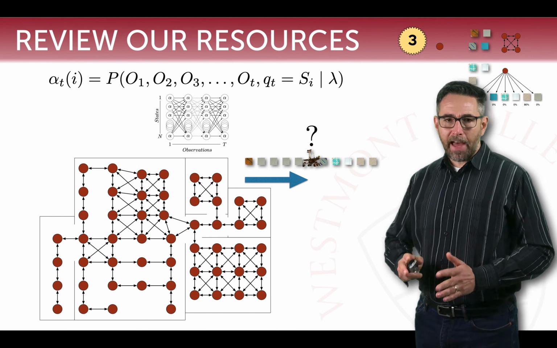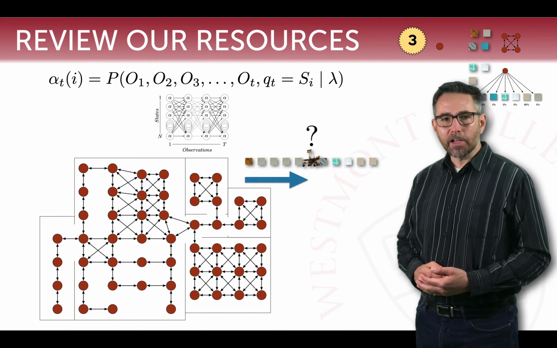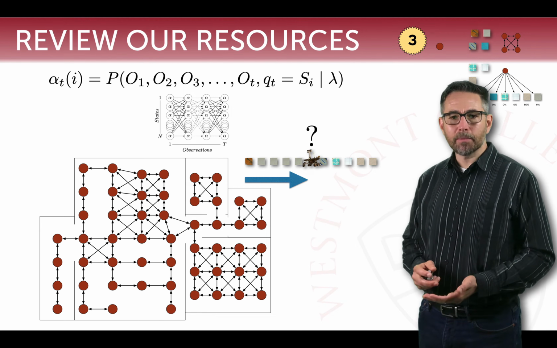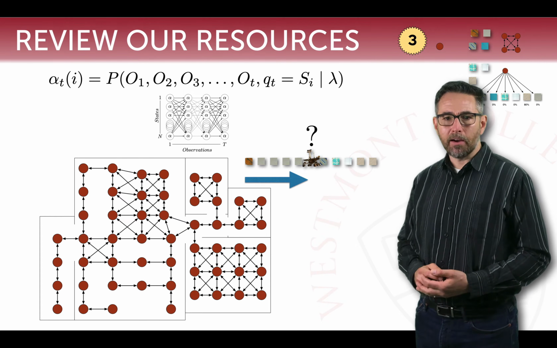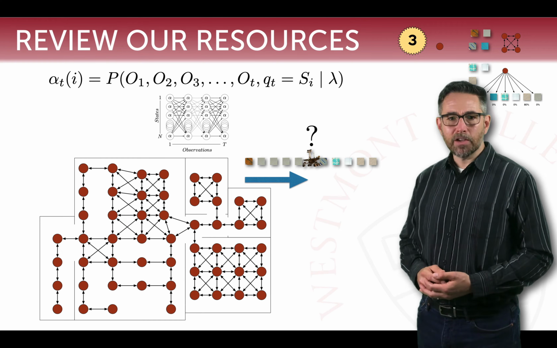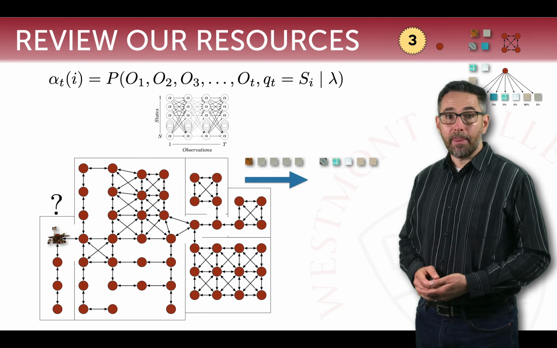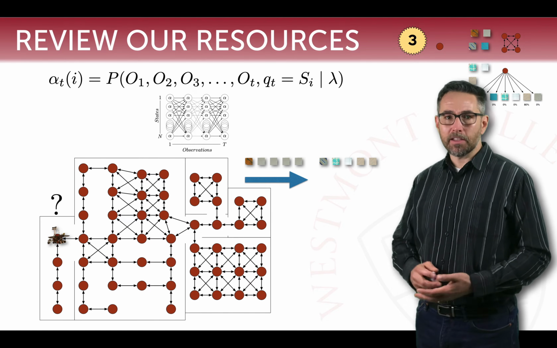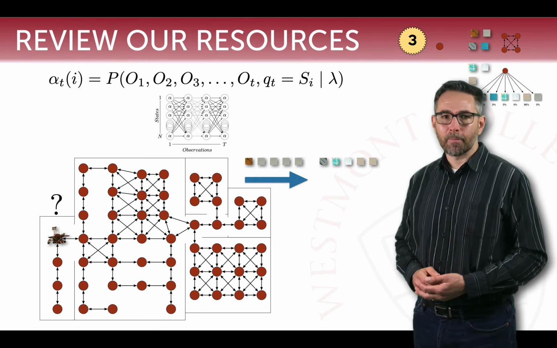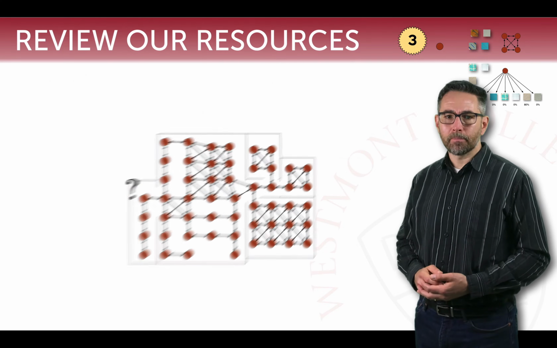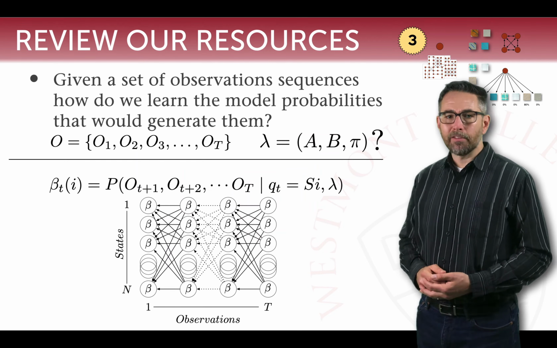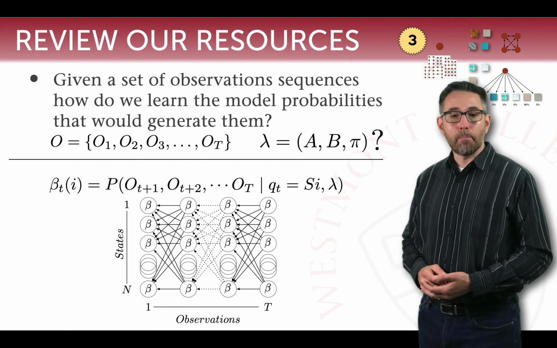So to clarify that visually, you've got your robot going through time, making some observations, that's that blue arrow there. And given that sequence of observations, what alpha t answers is, what is the probability that we're in this particular state given the sequence of observations we've seen so far? That's the forward parameter. Now, the next resource that we have available to us is the backward parameter, or beta.